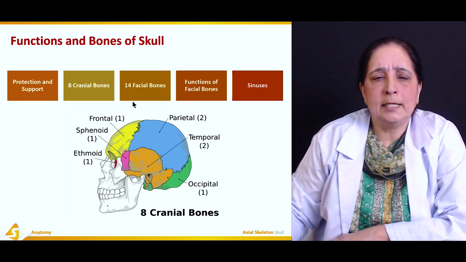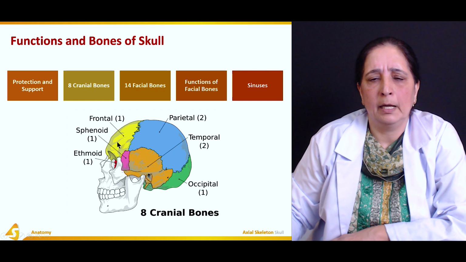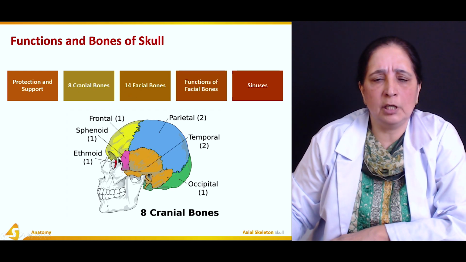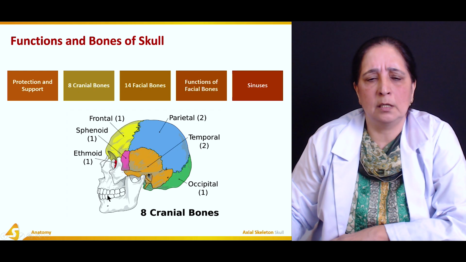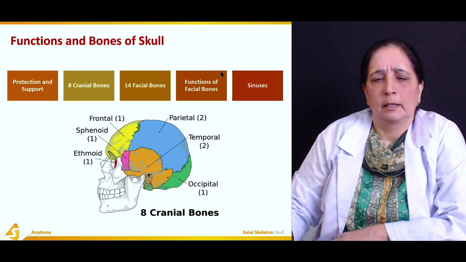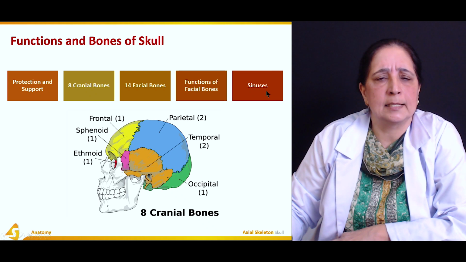There are 8 cranial bones. The cranium is this part of your skull. It is made up of 8 bones. Then we have 14 facial bones. These are all facial bones. Then we will talk about some functions of the facial bones, and we will talk about the sinuses here.